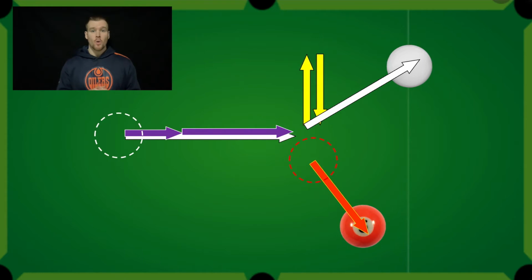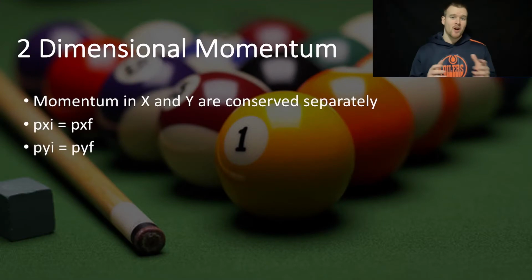Initially, the cue ball was only traveling in x. There was no y momentum. So I started with no momentum in y, and I finish with no overall momentum in y. So hopefully this shows you that when we look at x and y separately, momentum in x and momentum in y are conserved. So that's the concept for today, that momentum in x and y are conserved separately.